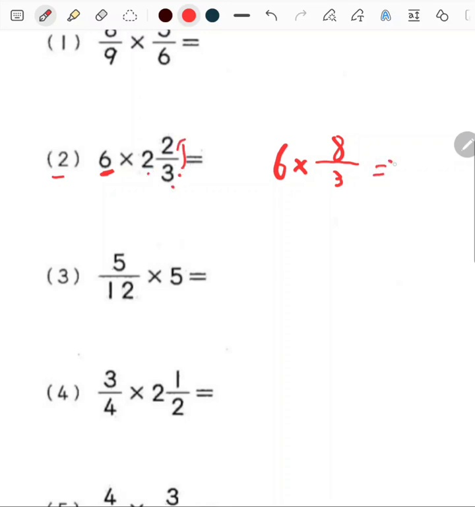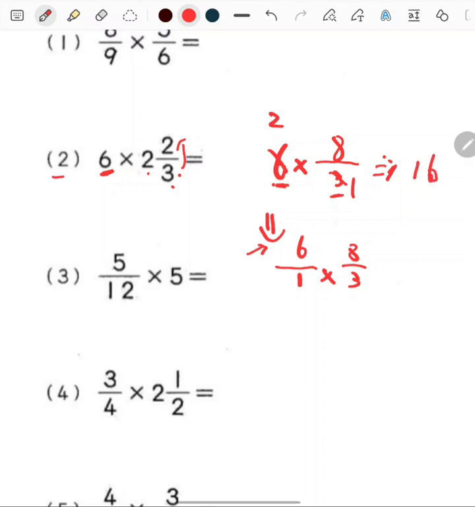So now, what I can do is that I can reduce the 6 with the 3 directly. Because what this really is, by the way, this is not a smiley face, okay? What this really is, is 6 over 1 times 8 over 3. That's why you can reduce the 6 with the 3. It's just that it's easier for us to directly reduce the 6 with the 3. In this case, 1 over here, 2 over here, and 2 times 8 will be 16. So the answer for this question will be 16.